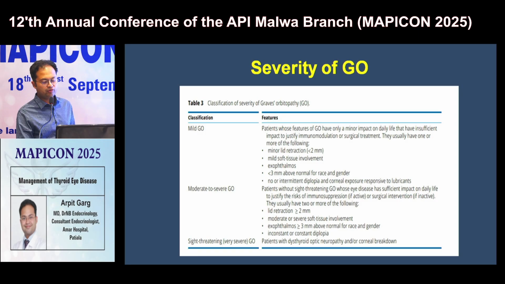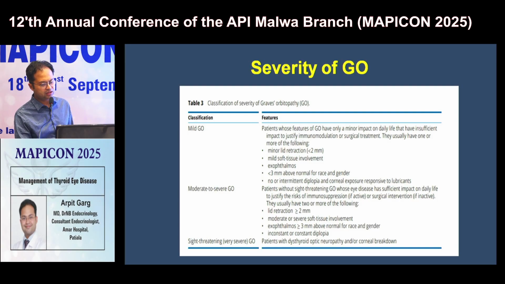So whenever we are treating thyroid eye disease, we have to know two things. One is the severity of disease, second is the activity of disease. These are two separate things. Activity is regarding the inflammation, whether it is an active inflammatory disease or inactive disease. Severity is the grading, like how severe is the eye disease. So it is classified into three forms: mild Graves' orbitopathy, moderate to severe, and sight threatening.